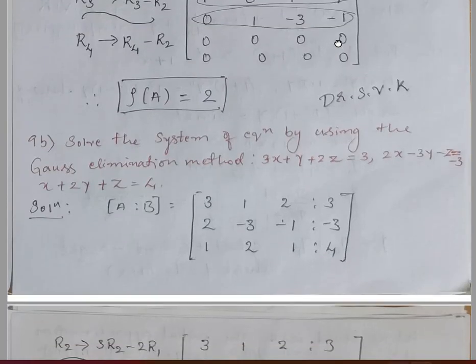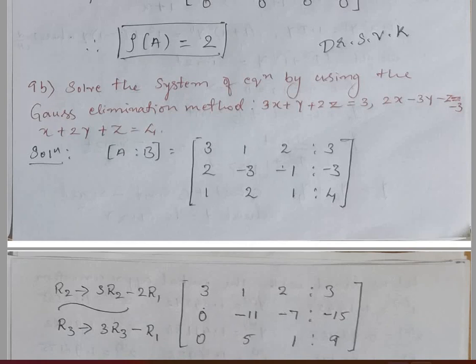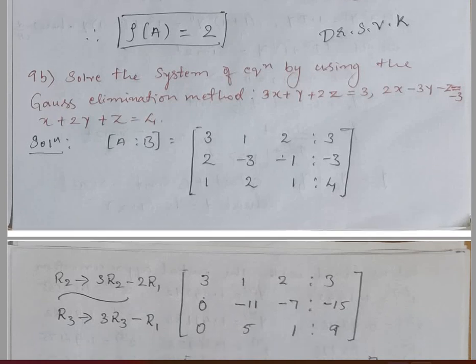Next, moving on to the solution of a system of equations by the Gauss elimination method. I will write the augmented matrix first. What is the augmented matrix? The coefficient matrix A is 3, 1, 2; 2, minus 3, minus 1; 1, 2, 1. That is what I have written here. And this is the column matrix B, the constants 3, minus 3, 4.